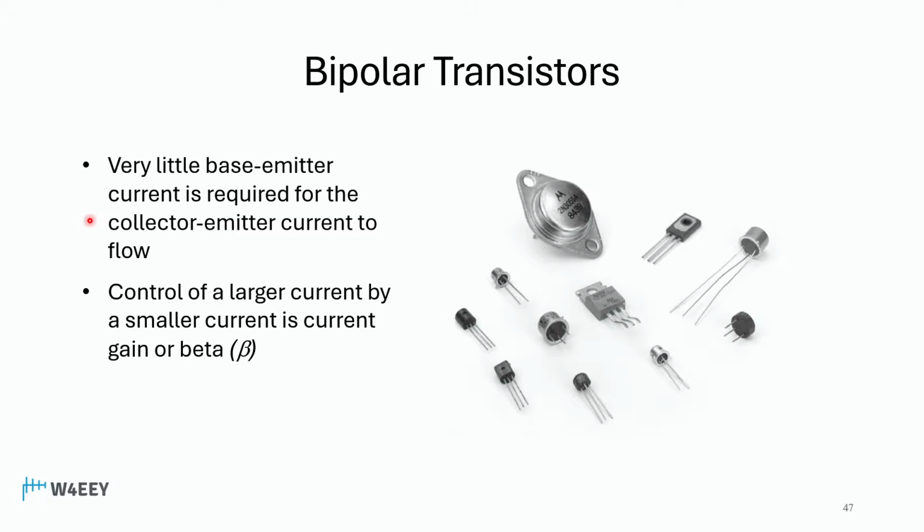So we saw very little base-emitter current is required for the collector-to-emitter current to flow. Control of a larger current by a smaller current gives you the concept of gain. So we're putting in a small current and amplifying it to a much larger current. And current gain in a transistor is known as beta.